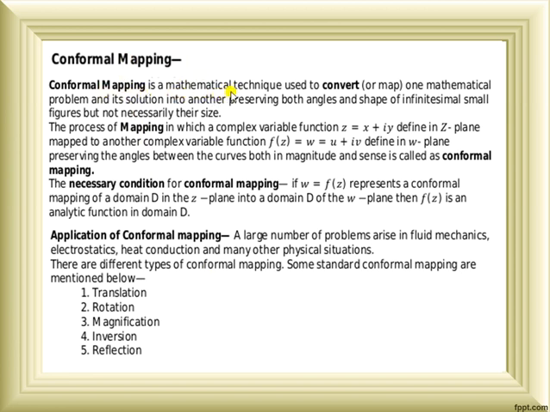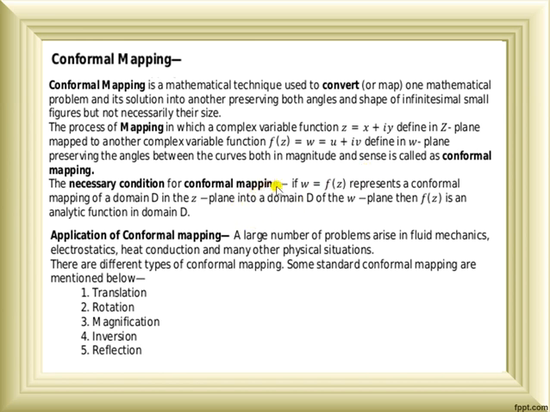So what is meant by conformal mapping? Conformal mapping is a mathematical technique used to convert or map one mathematical problem and its solution into another. It must preserve both angles and shape, and also direction. So a mapping that preserves the angle and its corresponding direction is called a conformal mapping, that is, it preserves both magnitude and sense. Magnitude and sense means it preserves the angle magnitude and its direction.